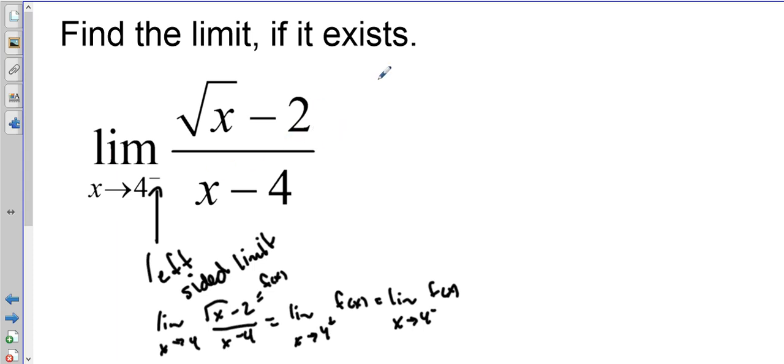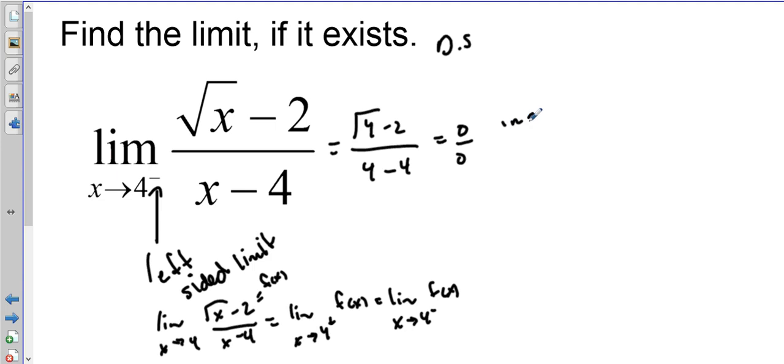And so what we would do is solve it just like any other limit. We would use first off direct substitution. So we plug the 4 in there, and we have the square root of 4 minus 2 over 4 minus 4, and we have 0 over 0. Once again, 0 over 0 is indeterminate form. This talks about removal of continuity, which we'll talk about a little bit more today. And we know that we can solve this now by using the conjugates.